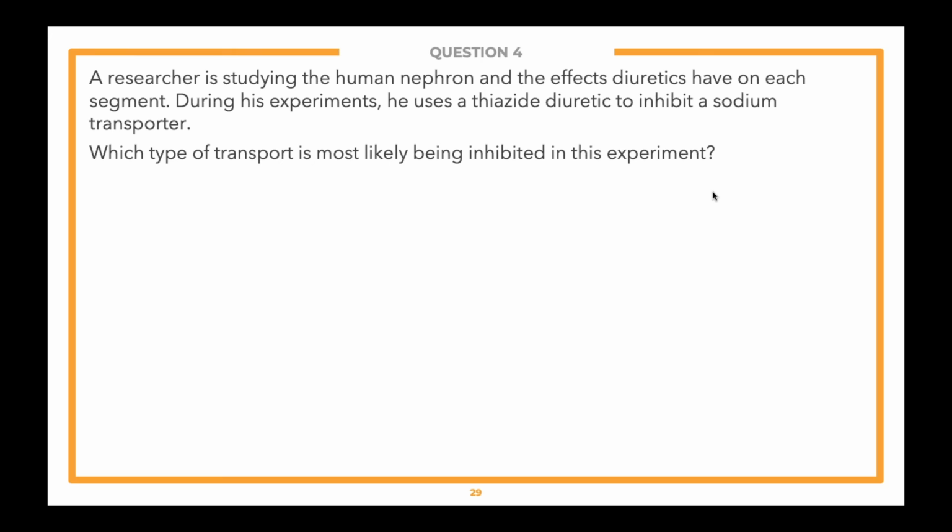Let's begin with that lead-in as always. Which type of transport is most likely being inhibited in this experiment? We'll give all of you a few moments here to respond in the question box and let us know how many steps you believe this question will require.